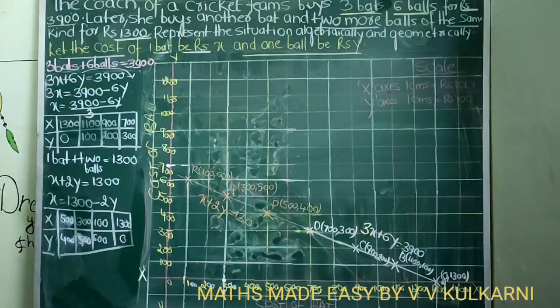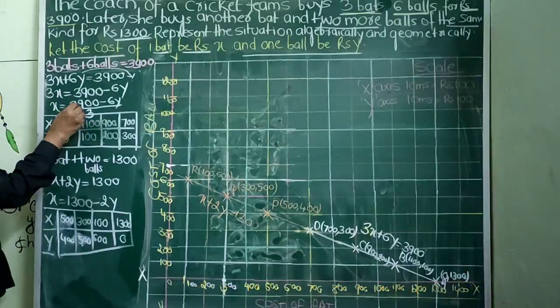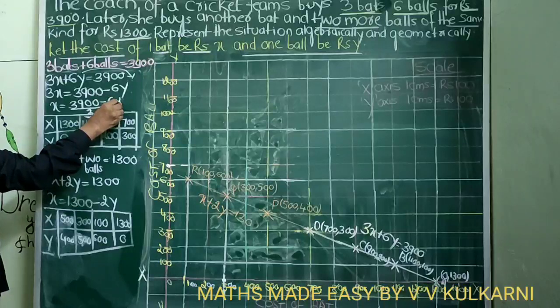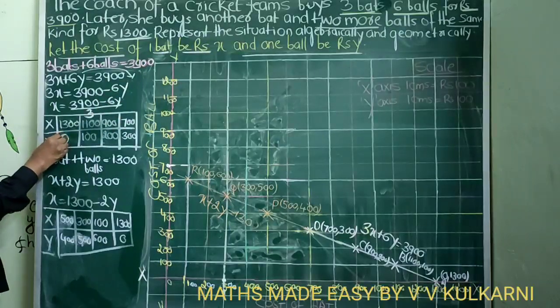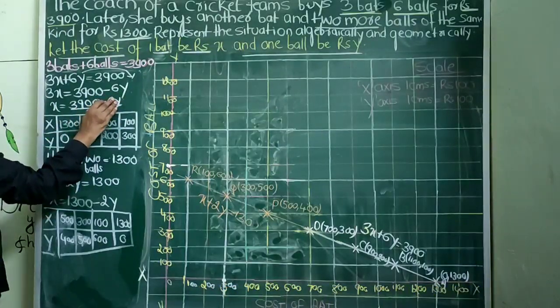Now very simple here, children, you see, x is dependent on y here. So in that case, what I'll have to do, suppose if I take y as 0, that means y will not be there.